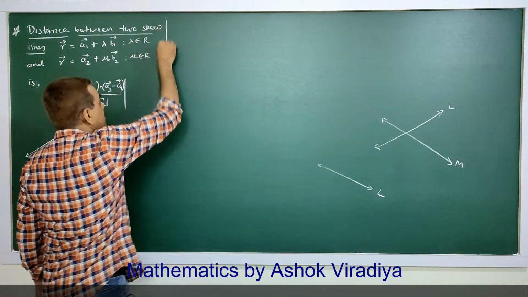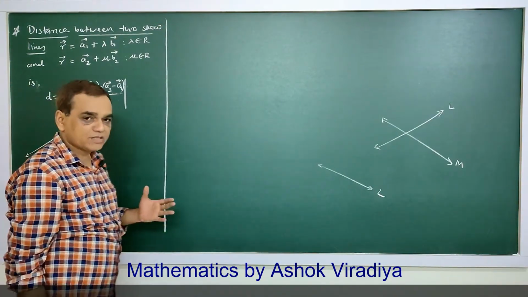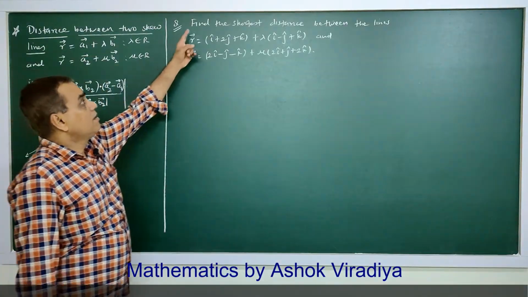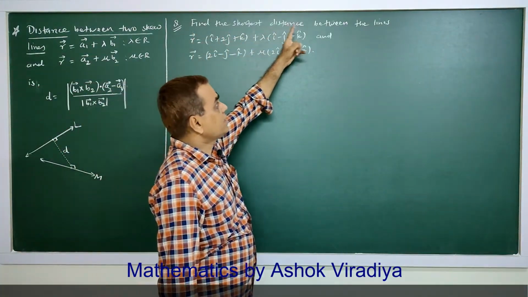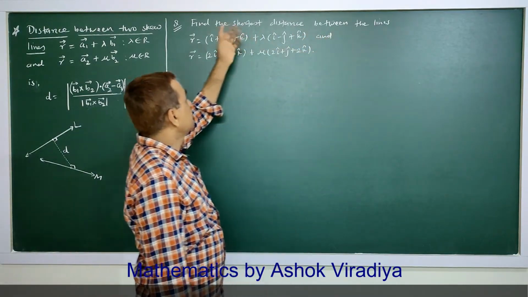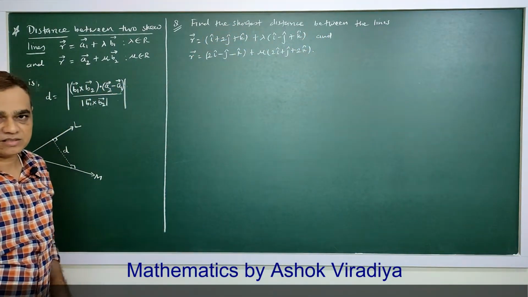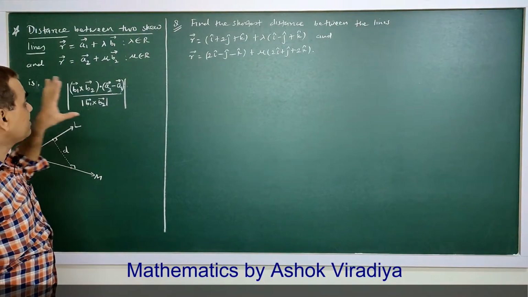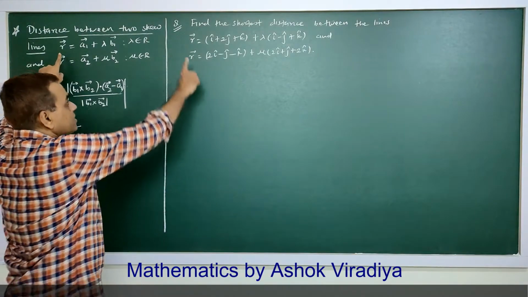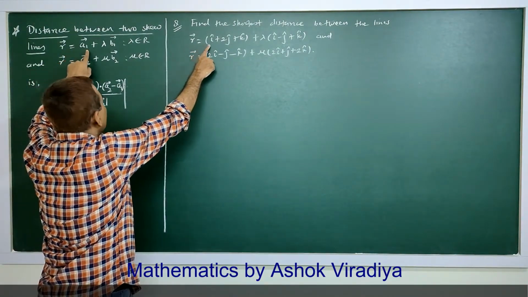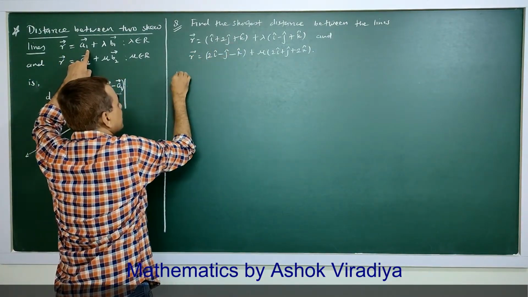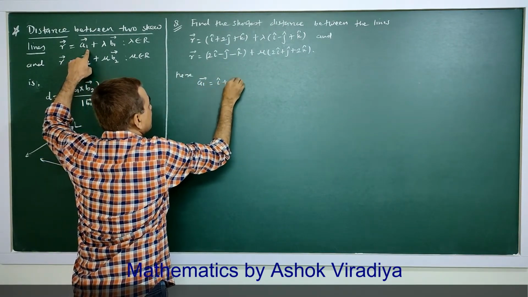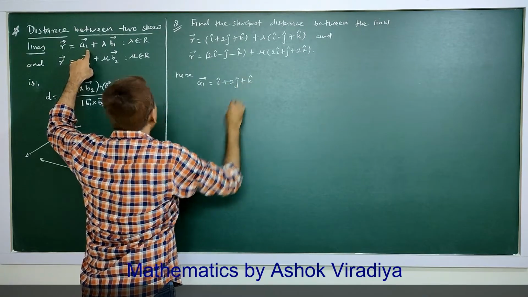Now to understand this method, to apply this method, we are taking a question. Find the shortest distance between the lines. These are given lines. Application of this formula. Now see, compare with this result. First equation is vector r is equal to, take this as a1. Here vector a1 is i plus 2j plus k.